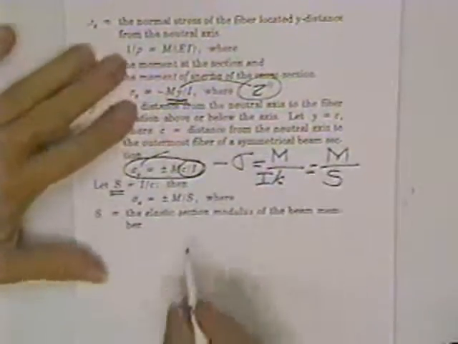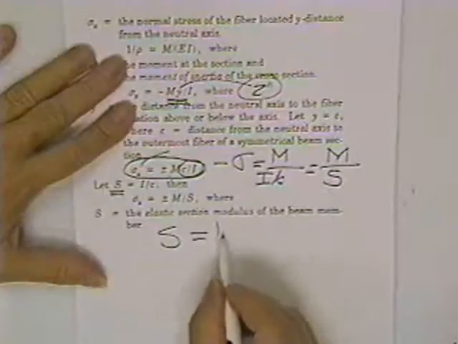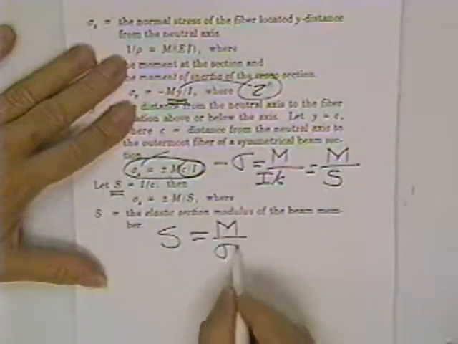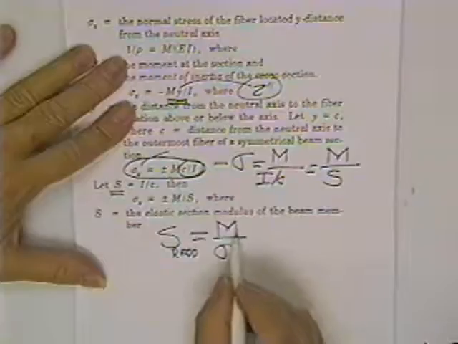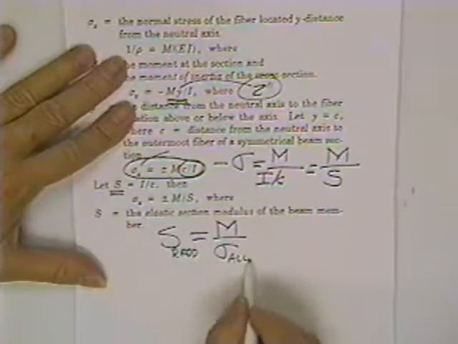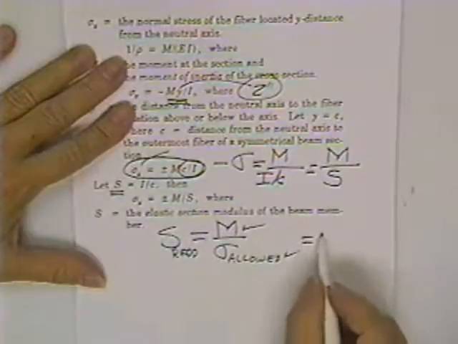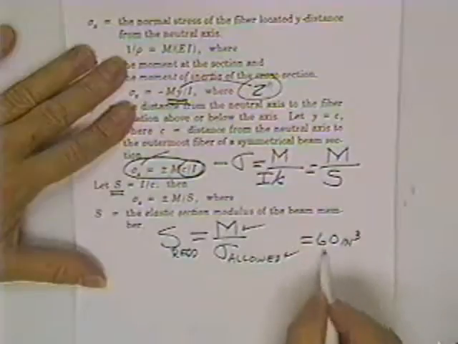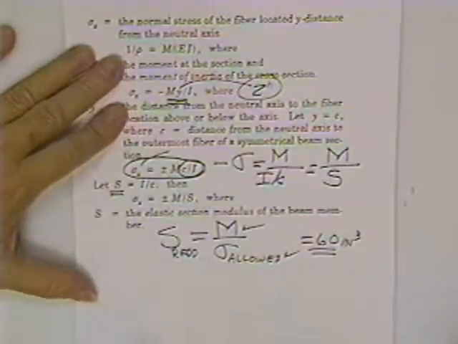That meant that a designer could then rearrange this equation and say S is equal to M over sigma. This would give him the required section modulus is equal to the M from the moment diagram, and he would divide it by the allowed bending stress. Knowing this and knowing this, he'd get something like 60 cubic inches, and he would go in a book and find the lightest beam that had that much section modulus, and that's the one he would use.